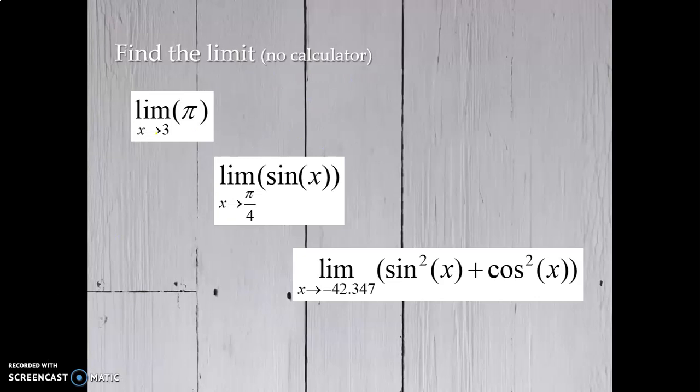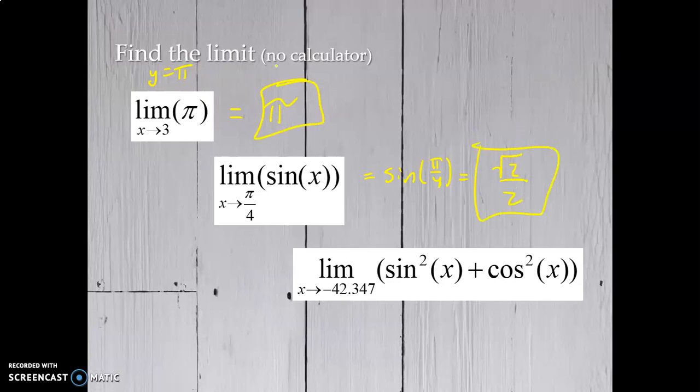So first one, limit as x approaches 3 of pi. So this is like the graph y equals pi, which would be a horizontal line at pi. So my answer is pi. All right, limit as x approaches pi over 4 of sine of x. That's the same as sine of pi over 4, which is √2/2. You don't have any issues here, so you can just do that one straight off the bat as well.